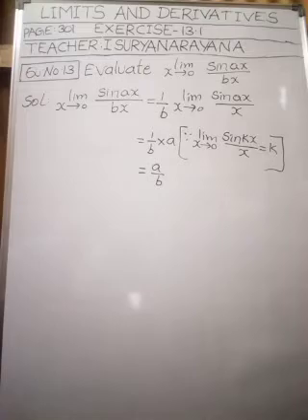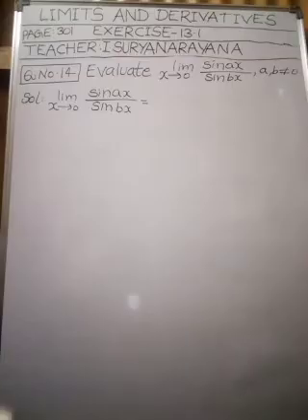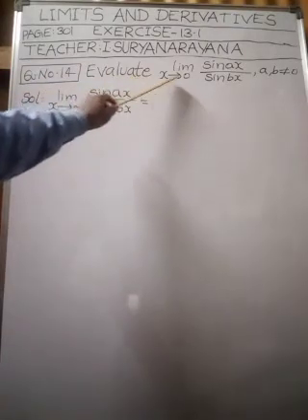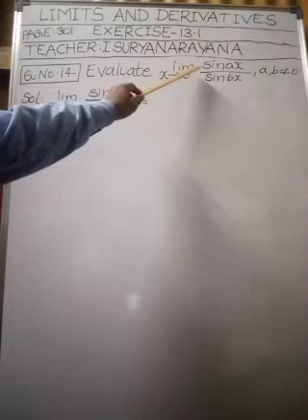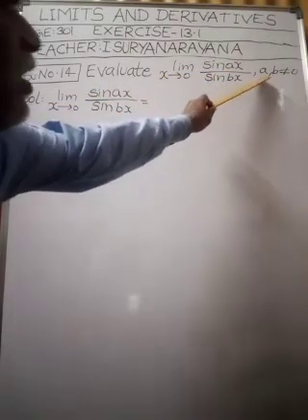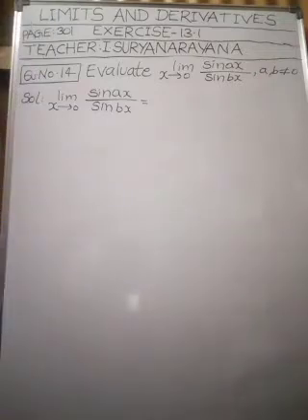Now come to the next question, that is question number 14. Evaluate as x tends to 0, limit of sin ax by sin bx, where a, b are not equal to 0.